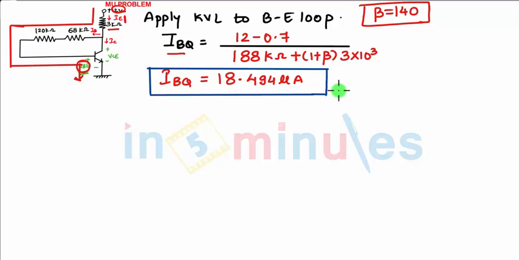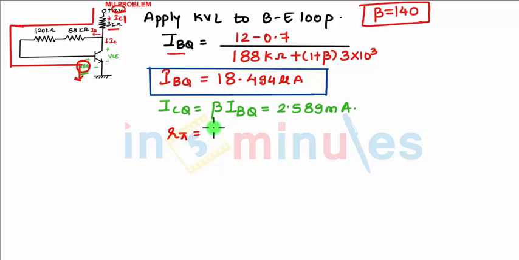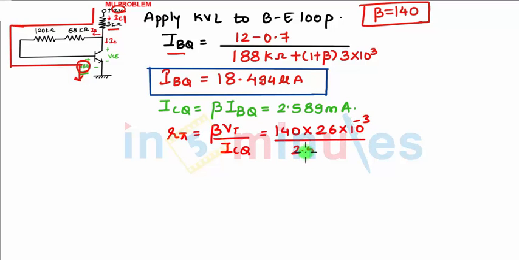Now once you know IBQ, you can find ICQ. The equation for ICQ is beta times IBQ, so you will get ICQ as 2.589 milliampere. Once you know ICQ, for the parameters required for the AC analysis, we can find r pi, which is nothing but beta times VT upon ICQ. Beta given is 140, VT we always take as 26 millivolts, and ICQ we have found to be 2.589 into 10 raised to minus 3.